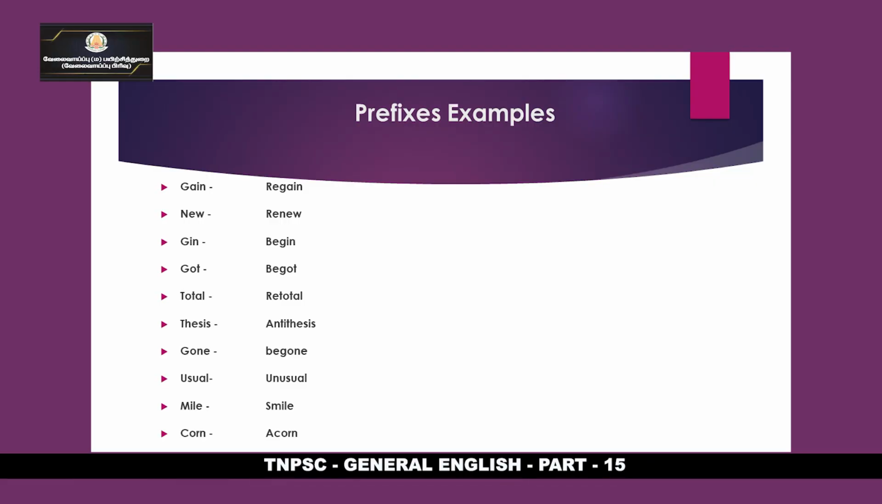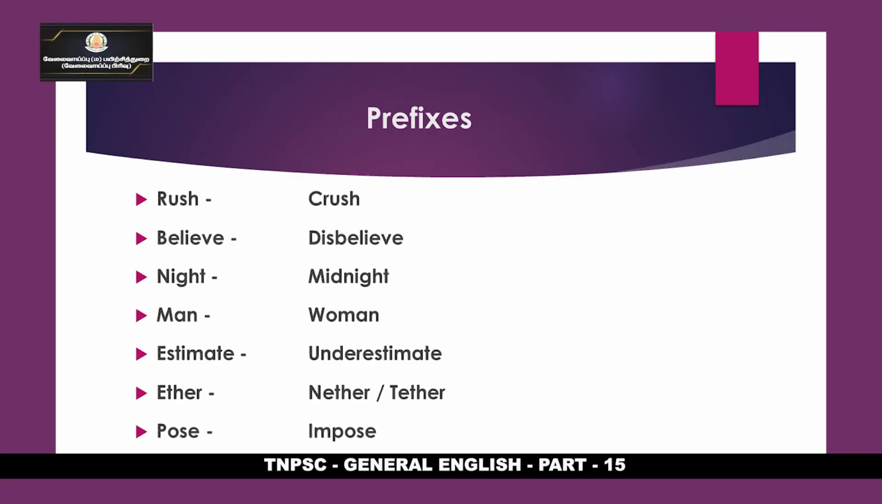Usual, you add un and it becomes unusual. Mile, just add an s and it becomes smile. Corn is a word that all of you would know. Acorn is the seed of an oak tree. So, it's a beautiful seed and that seed is called as an acorn. In the word rush, you add a C to it and you change the meaning to crush. You know, crushed under the wheels.